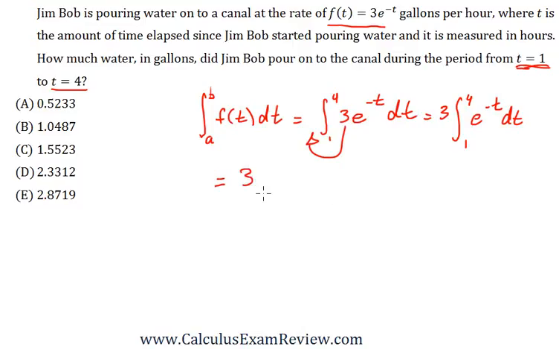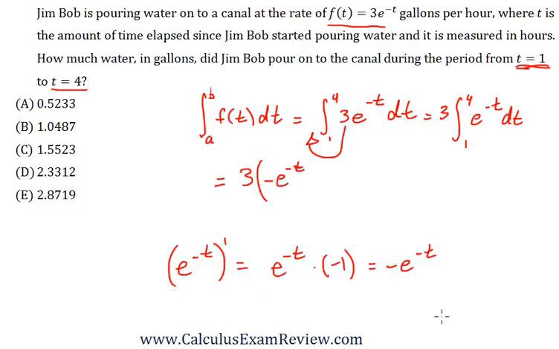So we have 3 times, now the integral of e to the negative t is just going to be negative e to the power of negative t. Is that okay? Because essentially we know that the derivative of this would be e to the power of negative t times negative 1 because of the chain rule, right? So it follows that the reverse is also true. So if I take the integral of this, I'm going to get that. Okay, so 3 times negative e to the power of negative t, and we want that from 1 to 4.